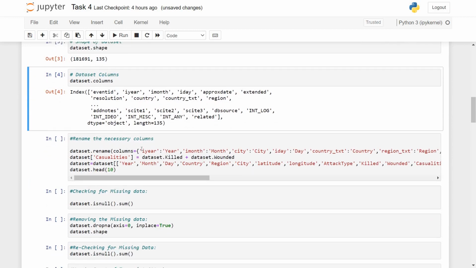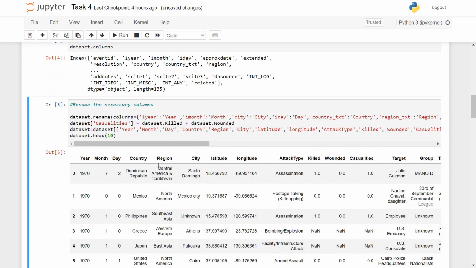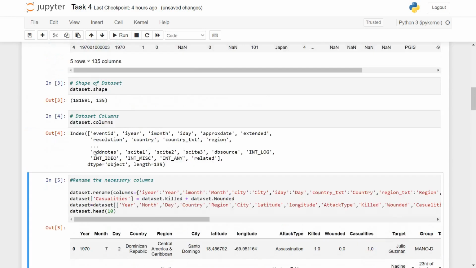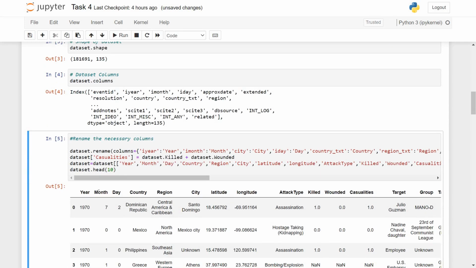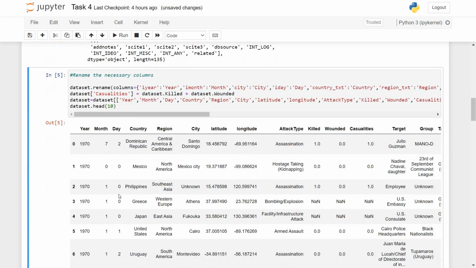So I am going to rename the columns, like iyear to year and imonth to month, and so on. So I am going to enter it. Yes, my columns are changed. You can find the difference between the two. This was eventid, iyear, imonth. You can see there is year, month, day like that now.